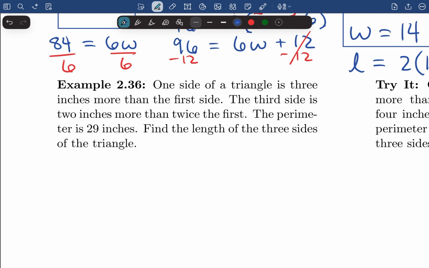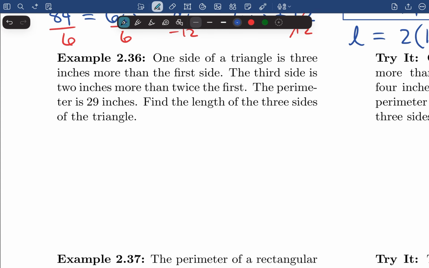Let's try another. Example 2.36 says, one side of a triangle is 3 inches more than the first side. The third side is 2 inches more than twice the first. The perimeter is 29 inches. Find the length of the 3 sides of the triangle.